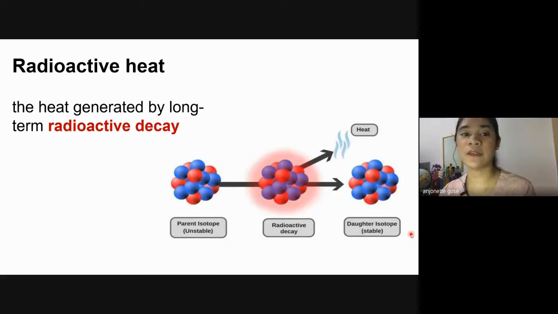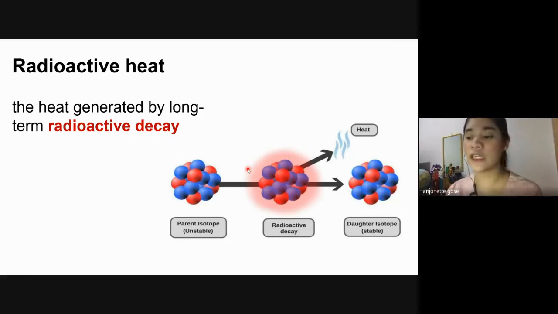Now, these radioactive elements are important in the production of radioactive heat. Take note, ang mga radioactive elements ay makikita sa inner core. Ang outer core natin ay binubuo o are made up of iron and nickel. Iron and nickel are not radioactive elements. So, ang mga radioactive elements ay makikita lamang sa inner core. So, we have uranium, einsteinium, plutonium, titanium, and so on. Yun yung mga radioactive elements.